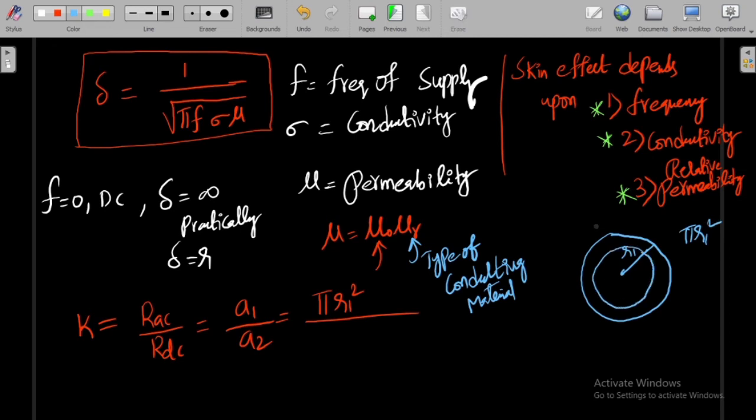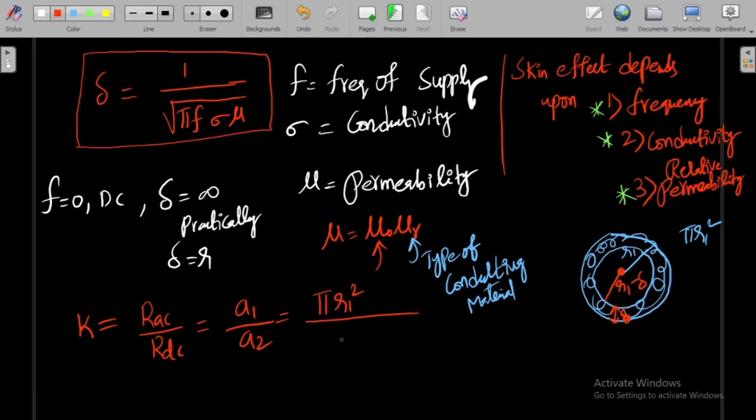And through which area is the current flowing? Through this area the major amount of current is flowing. Through this area there is no current. And if you consider this as delta, which is the skin depth, now what is this? This value becomes r1 minus delta.